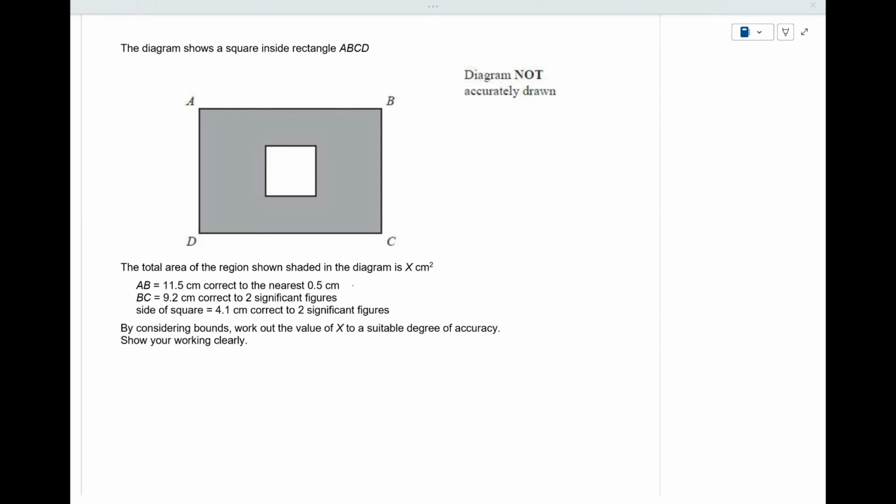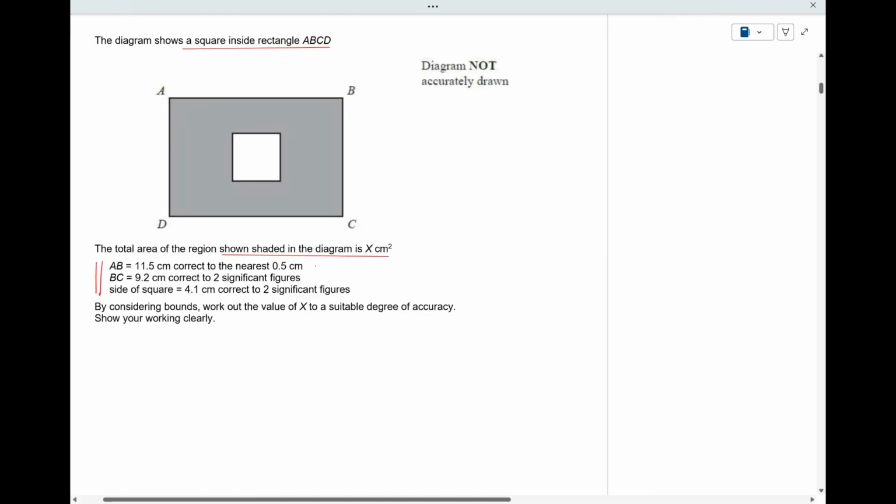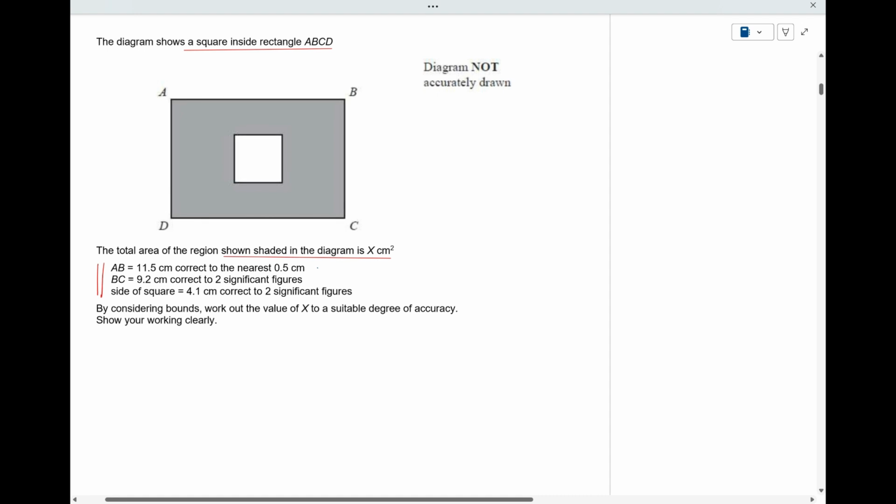Okay, a question on bounds this is going to be. Let's have a look. The diagram shows a square inside a rectangle. The total area of the region shown shaded is x square centimetres. Now I'm given some measurements. I'm bound to need these measurements' upper and lower bounds, so let's do these first.